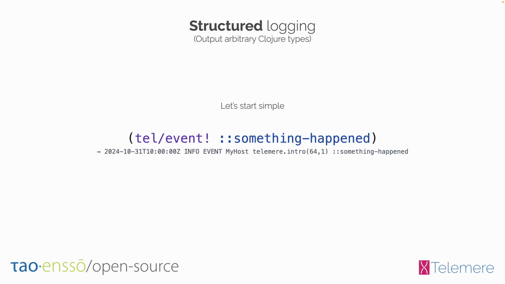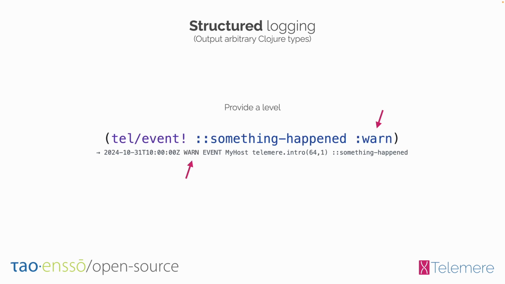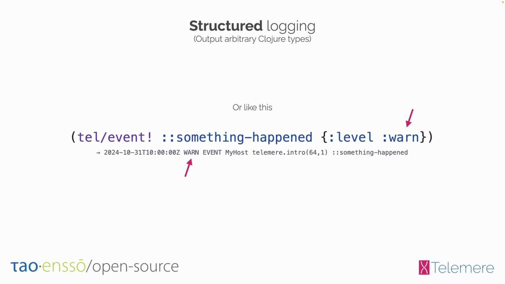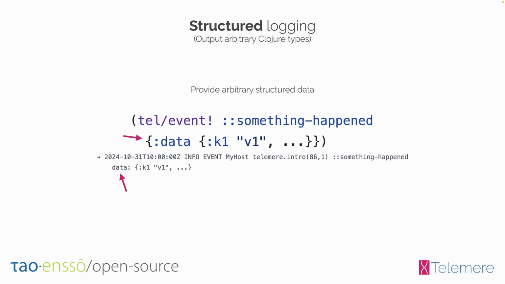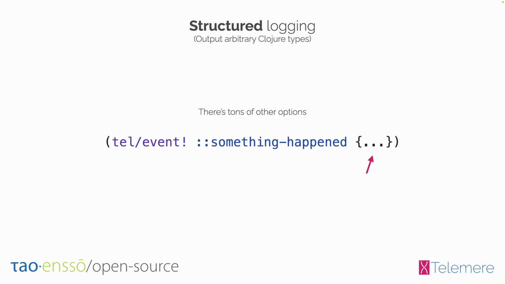Here's some structured logging, that is without a human readable message. Here we're using a warn level again, and using the options map again. Here is an error. And here is some arbitrary data, that is any Clojure or ClojureScript value, including nested data structures. Your types are retained as is throughout Telemere's pipeline. There are a lot of options available here too.